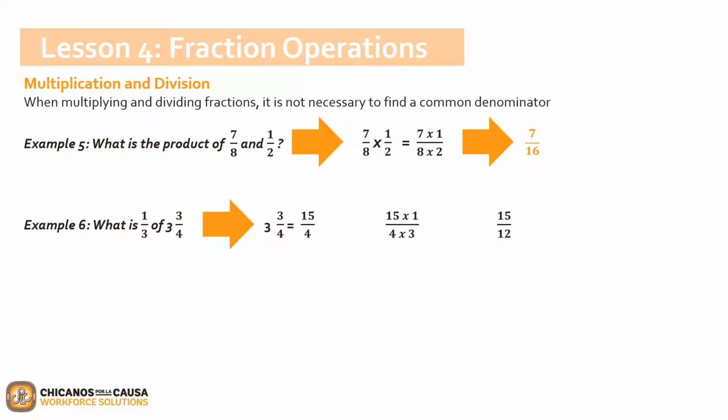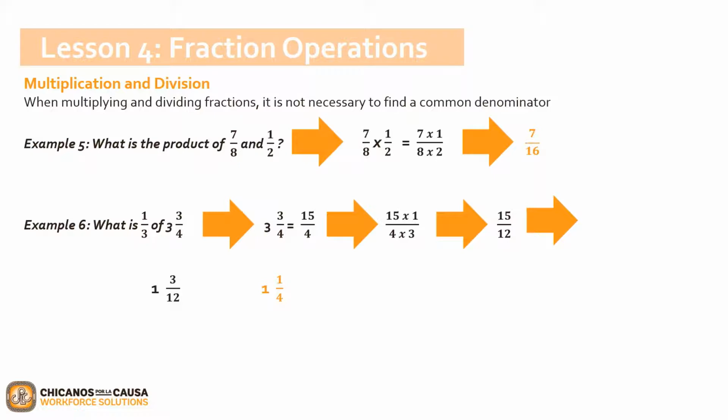Now that we have done that, we can multiply across the board with our original 1/3. So we're going to take 15 times 1 and 4 times 3. This gives us 15 over 12. But what if they actually want it in a mixed number form? So we're actually going to convert that.